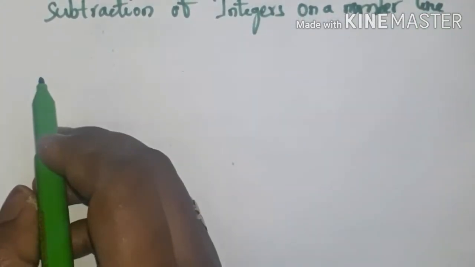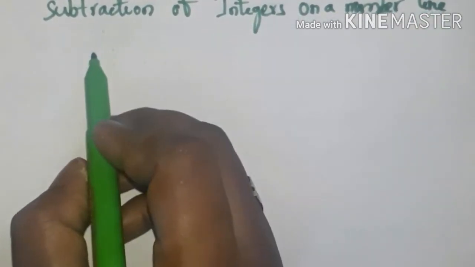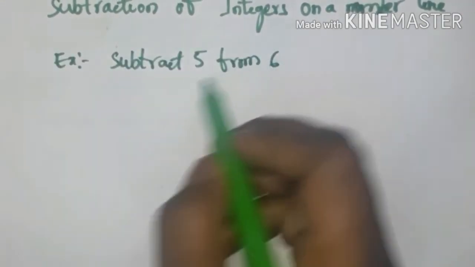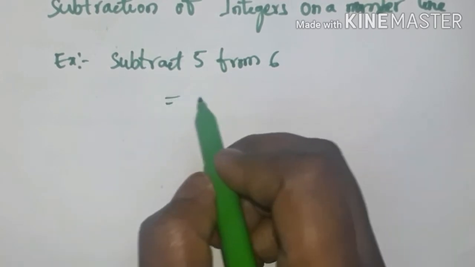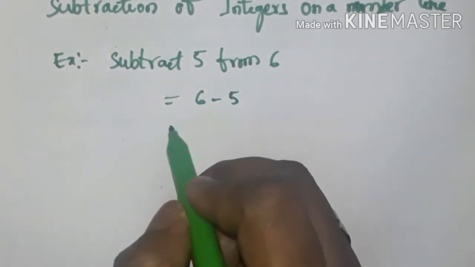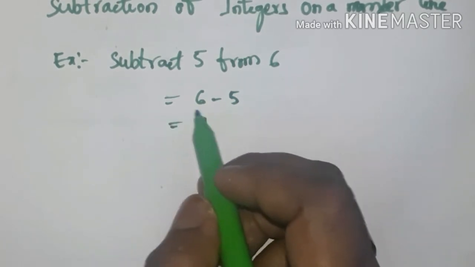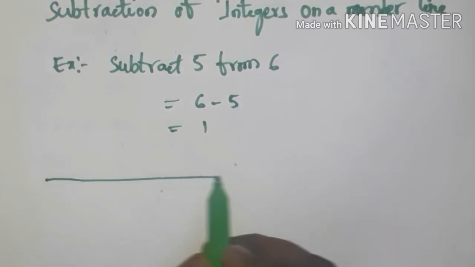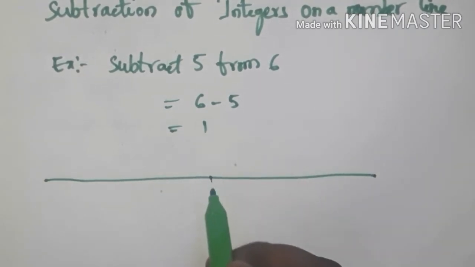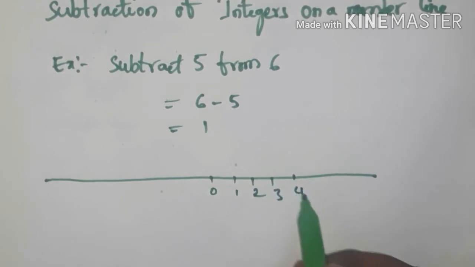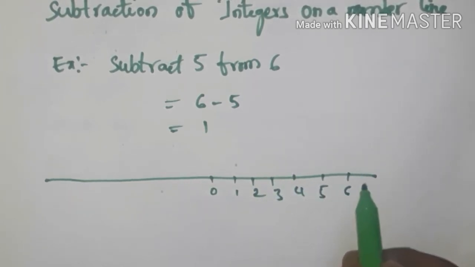Take one example. Subtract 5 from 6. That is 6 minus 5, that is nothing but 1. So draw a number line and denote 0, with positive integers on the right side and negative integers on the left side.